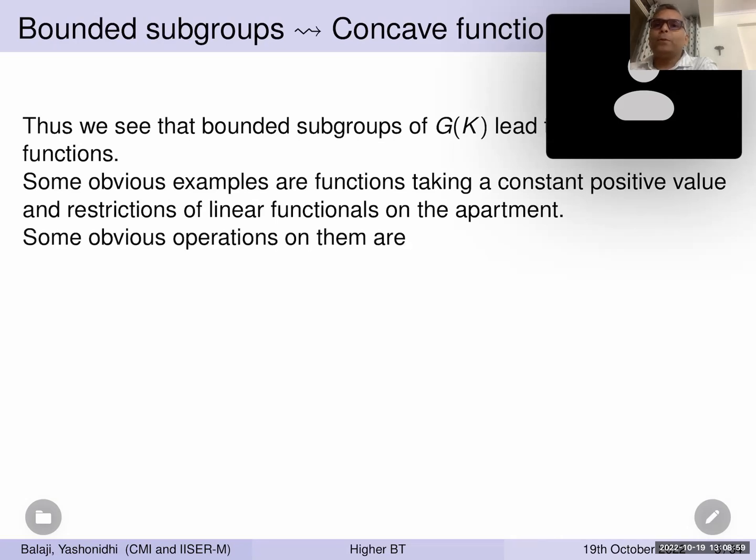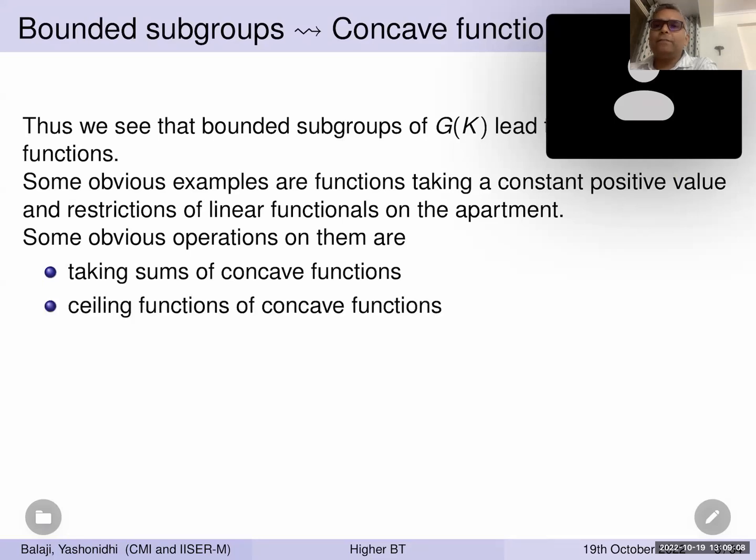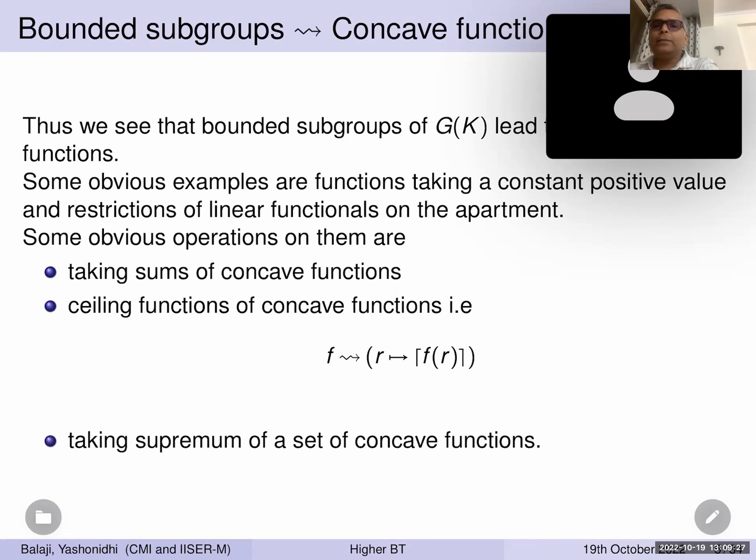Some obvious operations on them are taking sums of concave functions, and ceiling functions of concave functions. That is, if we start with a concave function f, consider the association R goes to ceiling of f of R. This is an elementary check that this is also a concave function. And taking supremum of a set of concave functions.